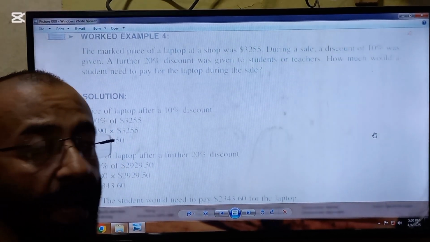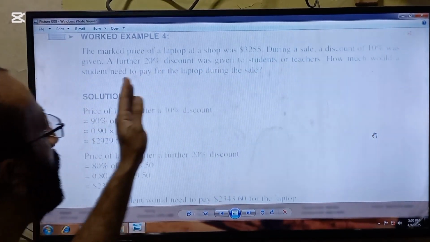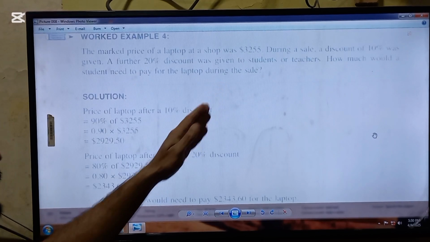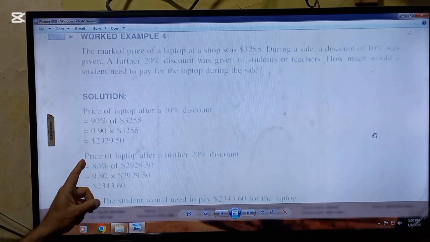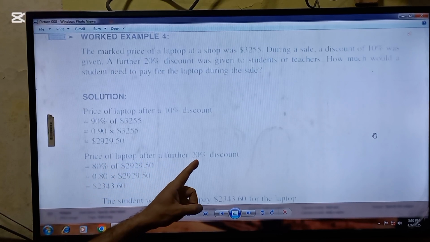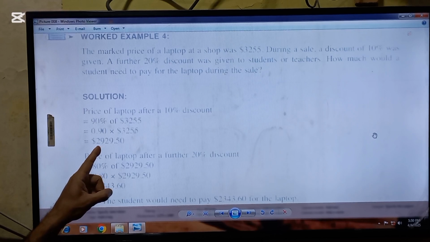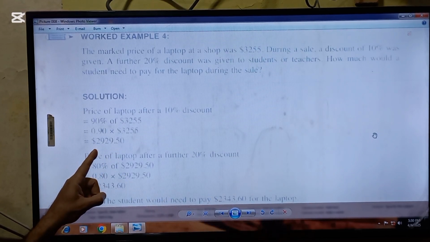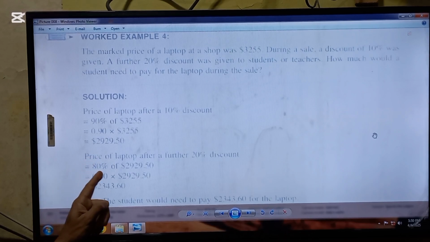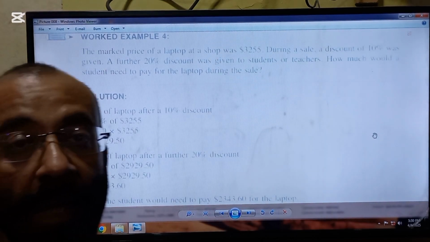But a further discount of 20% is given to the students and teachers, and a student is going to the shop to buy the laptop, so he will get a further 20% discount. So the price of the laptop after a further 20% discount should be equal to 80% of this price now, because this is the price after 10% discount, and on this price you are given a further 20% discount. So this should be equal to 80% of this price, and after solving you will get this. So this is the price a student will pay for the laptop.